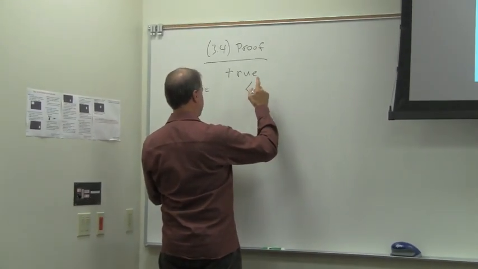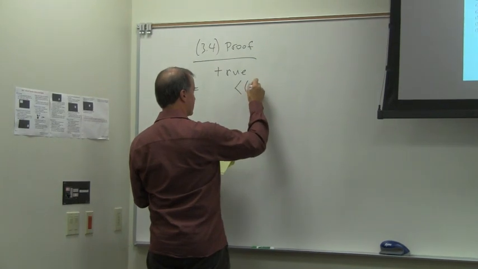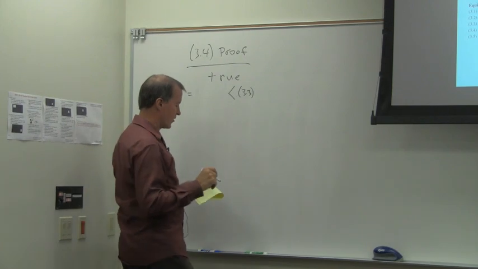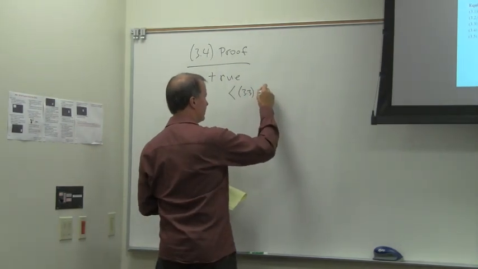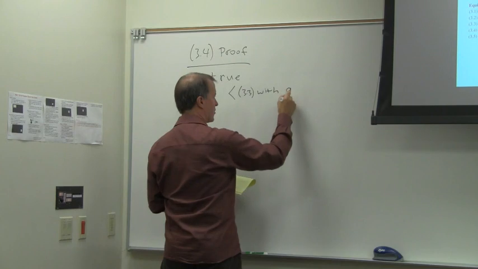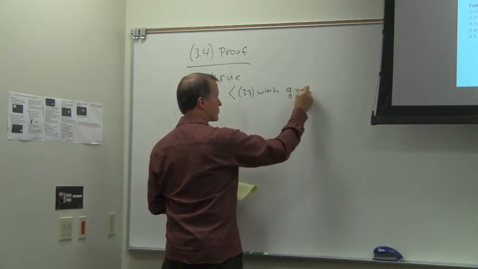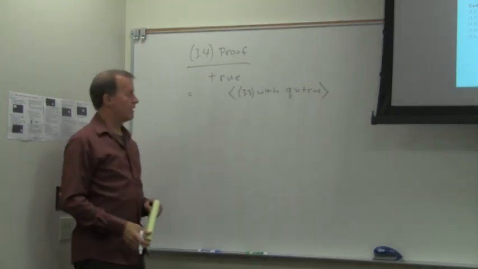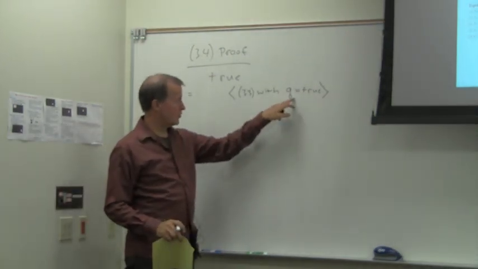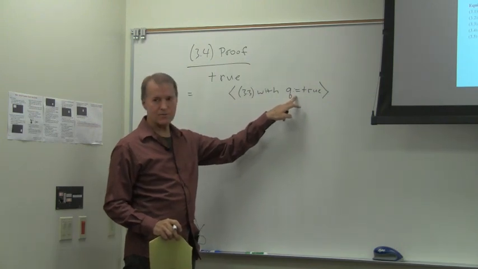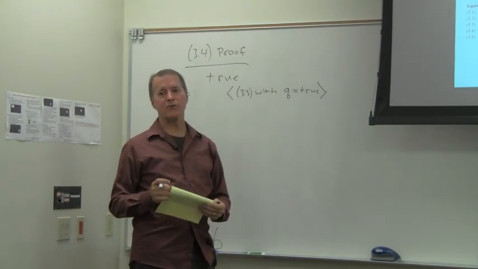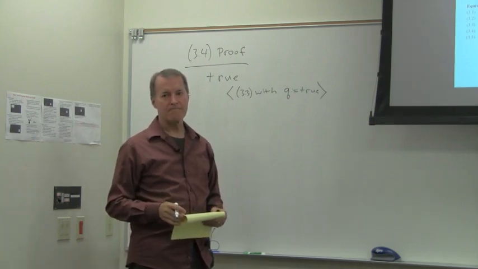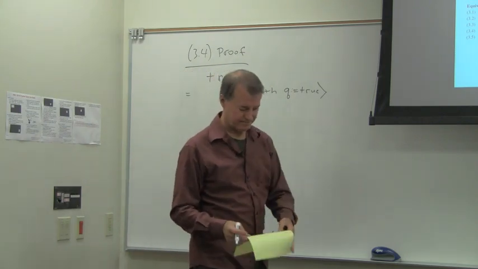Now we're going to do something a little bit tricky. We're going to do 3.3 with Q replaced by true. So there's a notation for that, shorthand. Well, here it is. It's with Q replaced by true. This is textual substitution. Now, with this proof, this is the first proof where we're going to actually use textual substitution. Okay? Now, here's how this is going to work.